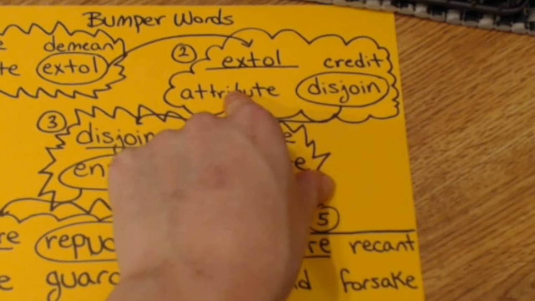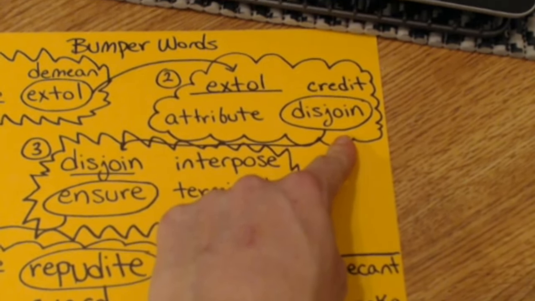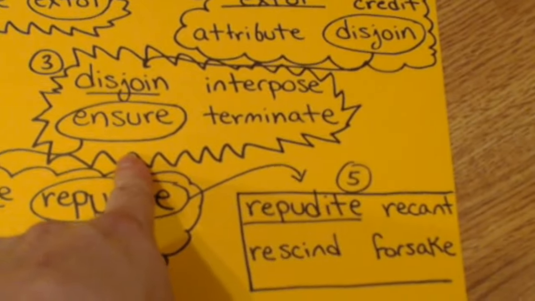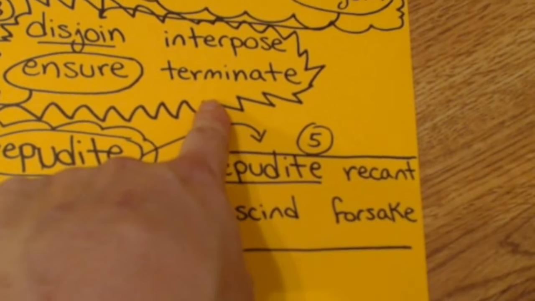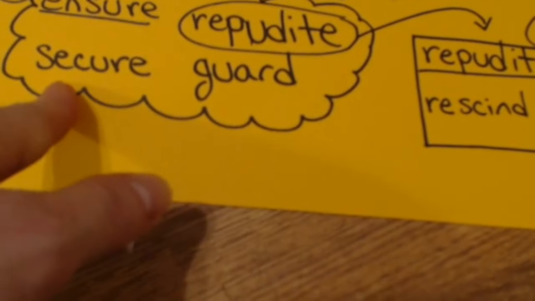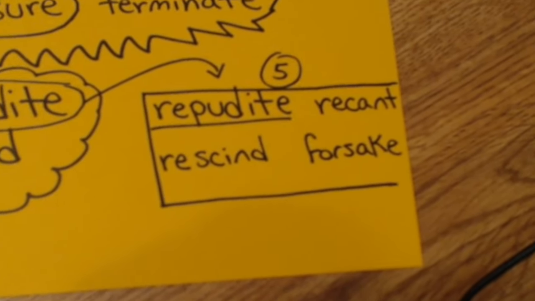Extol, credit, attribute, and disjoin. Okay, so disjoin doesn't fit in, so we move it. Again, disjoin becomes part of the new group. Disjoin, ensure, interpose, terminate. Okay, ensure doesn't fit. We move it down. Ensure, repudiate, secure, guard. Okay, repudiate doesn't fit. And we're in our last group, so it should fit there, but they can double check.